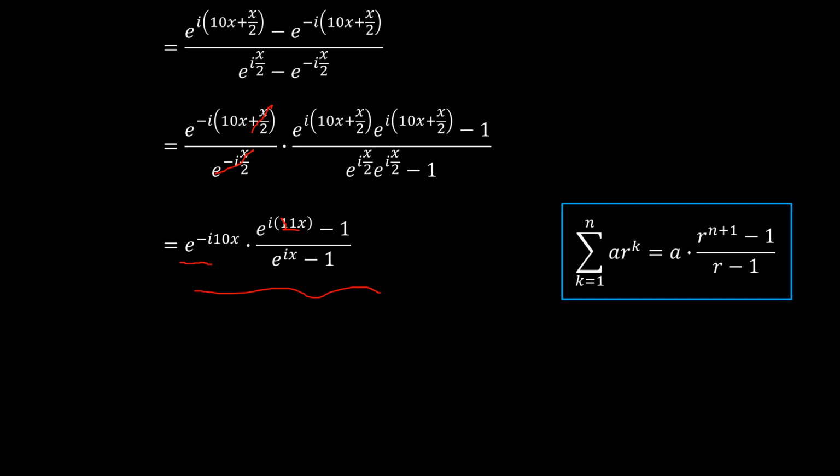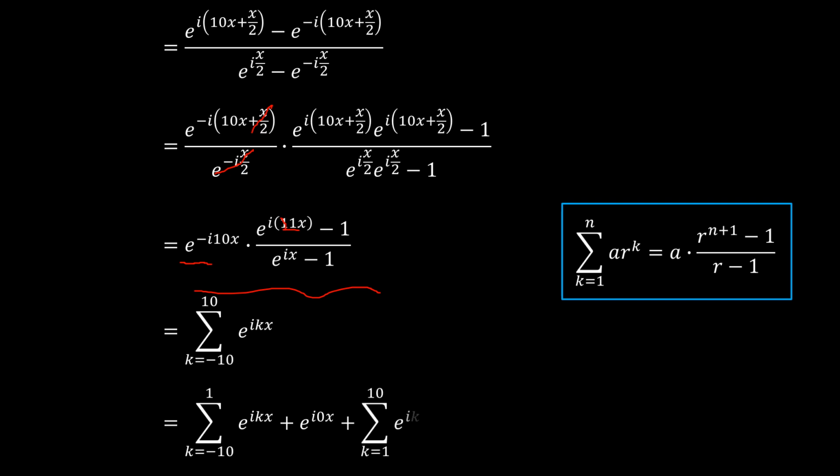So what that means is that we have a summation from k equals negative 10 to k equals 10 of e to the power ikx. And we can play around and say, okay, what about if we sum from negative 10 to 1 of e to the power ikx?